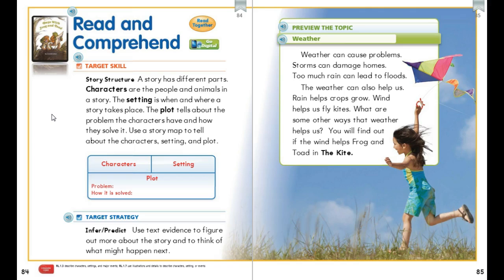Infer and predict. You can use text evidence to figure out more about the story and to think of what might happen next. Good readers are like detectives, and they think about clues to help them figure out things the author doesn't say in words. Okay? Good readers also use what they've read and figured out in a story to make a good guess or predict what might happen next.